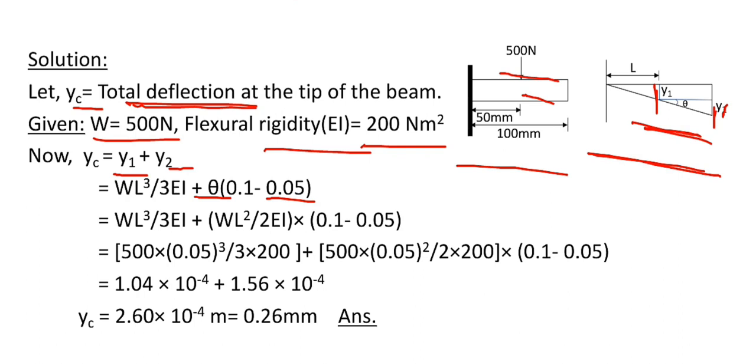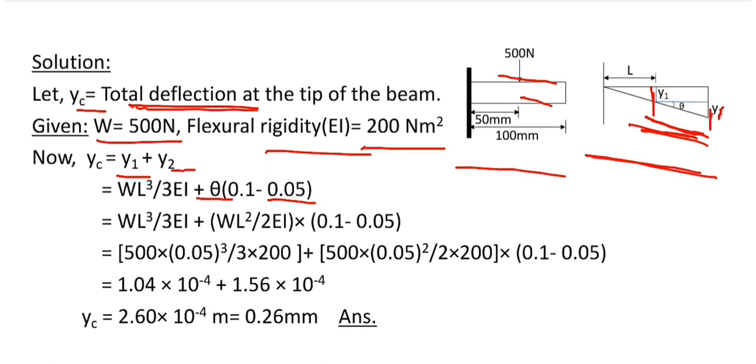If you don't know these values, they are calculated by the moment area method. According to the moment area method, the area under the deflection curve gives the value of slope, and the product of slope and the distance of the centroid of the deflection curve from the fixed end gives the value of deflection. In this way you will get the deflection omega L cube divided by 3 EI, and the slope equal to omega L square divided by 2 EI.